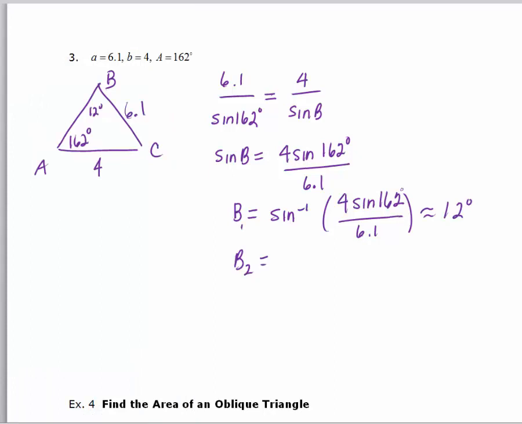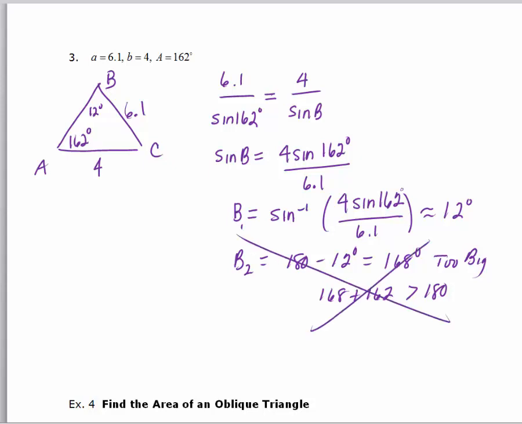To find the obtuse angle, we would take the 180 and subtract the 12 degrees, which would give us 168, which when added to the angle that we were already given, the 162, would be too big. The 168 plus the angle that was given, the 162, is definitely greater than 180. So we only have one triangle, and so we'll solve this triangle here that we have.